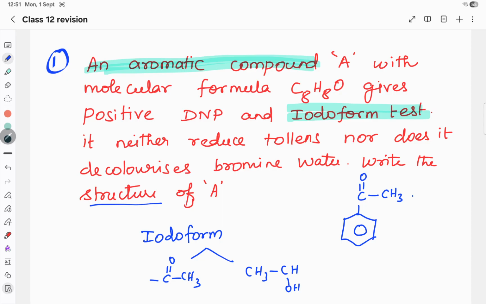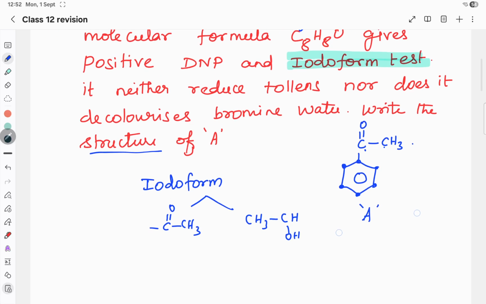Now check the number of carbon and hydrogen. 1, 2, 3, 4, 5, 6, 7 and 8 carbon. So we have 8 carbon here. Hydrogen 3, 4, 5, 6, 7, 8 hydrogen and 1 oxygen. So compound A is acetophenone.